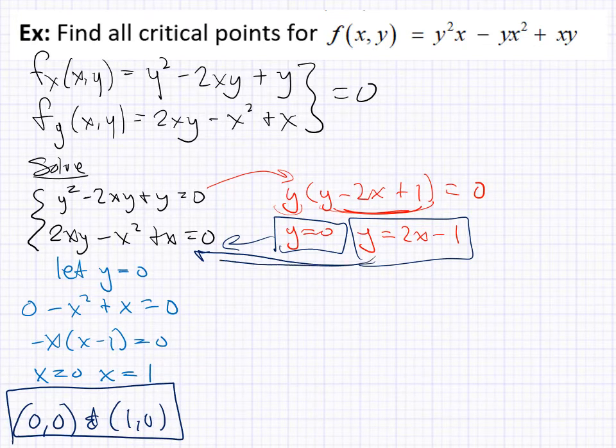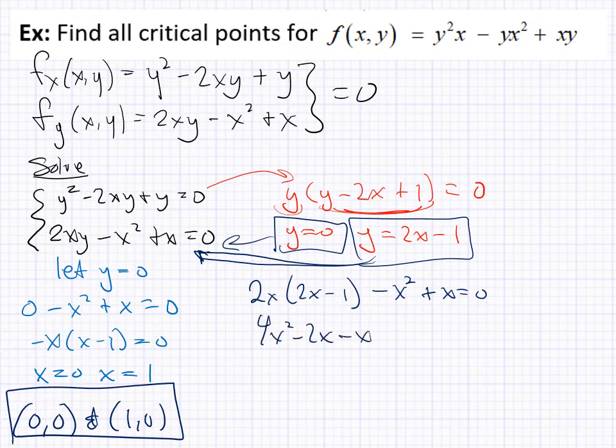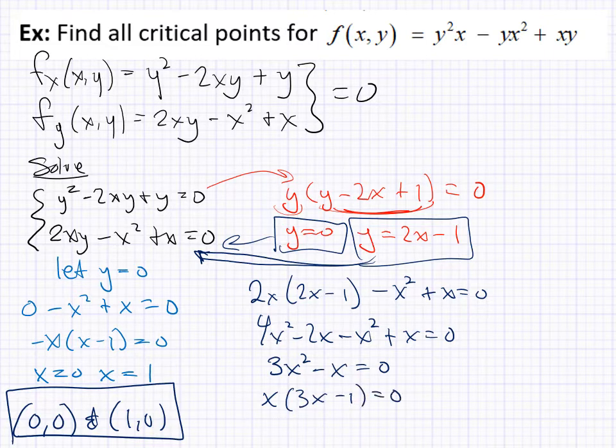But I have another substitution that y could equal. So if I do that and I plug it in, I would get 2x times 2x minus 1 minus x squared plus x equals 0. In which case I'm going to get 4x squared minus 2x minus x squared plus x equals 0. That gives me 3x squared minus x equals 0. I could factor out the x, and I could get 3x minus 1 equals 0, so x equals 0 and x equals 1/3.